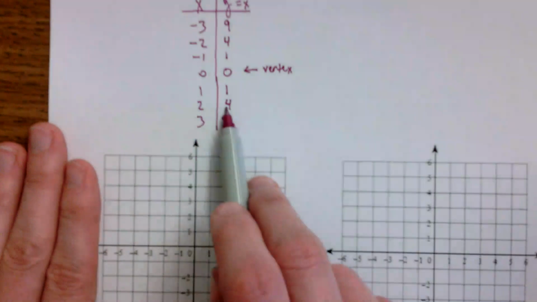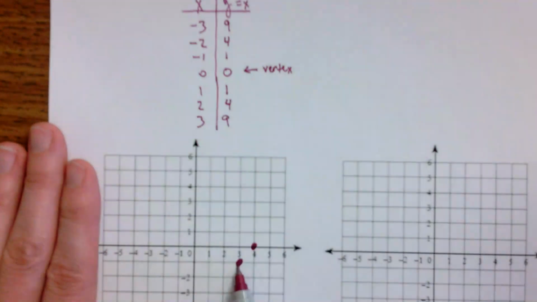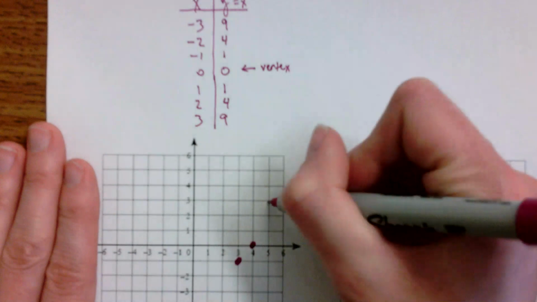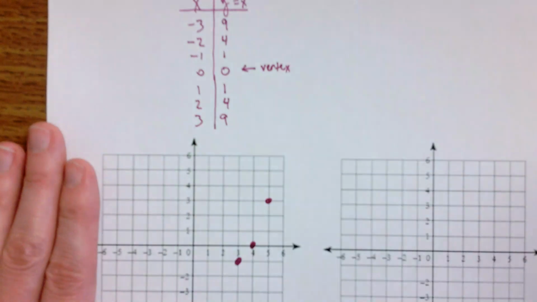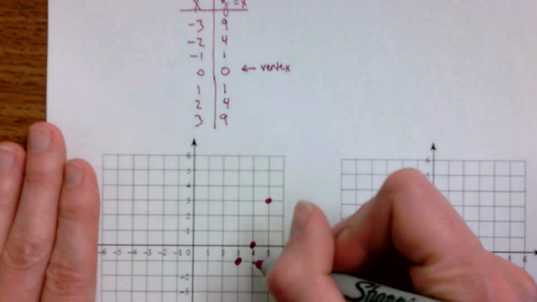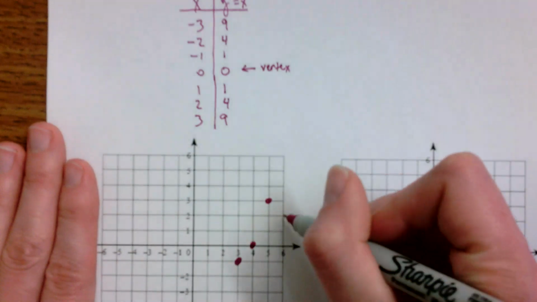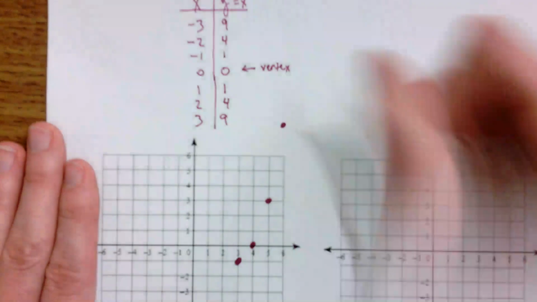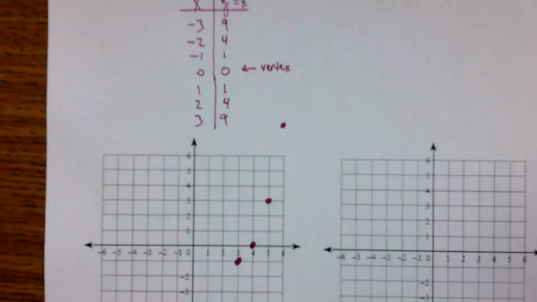Okay, next point in my table is 2, 4. So I'm going back to my vertex, not this point that we just made, back to the vertex. And from here, I'm going to run 2 and then jump 4. And there's my next point. Okay, the next one's 3, 9. So again, from my vertex, 1, 2, 3, and then 1, 2, 3, 4, 5, 6, 7, 8, 9 would be about there, right? All right, cool. So that is half of my parabola.